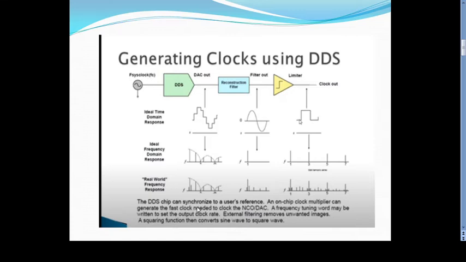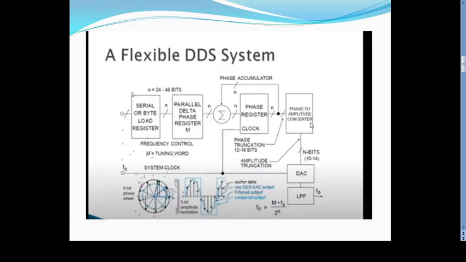The DDS chip synchronizes the user reference phase on chip. A multiplier can generate the fast clock needed on the DAC. The frequency tuning word may be set to the output clock rate. External filtering removes the unwanted images. The squaring function converts the sine wave to a square wave. So this is a limiter circuit which converts the sine wave into a square wave.